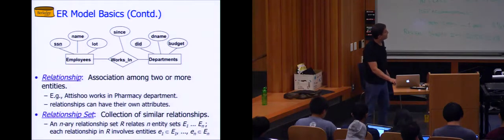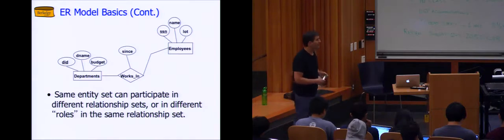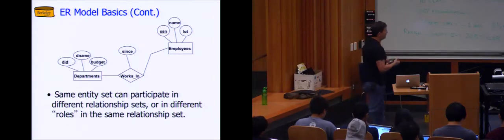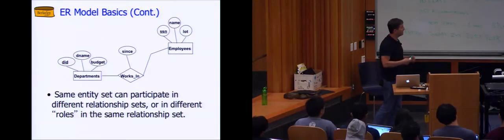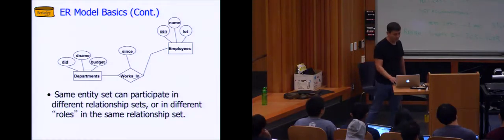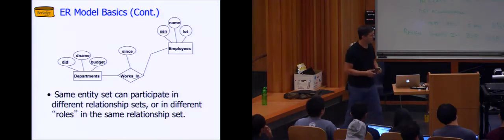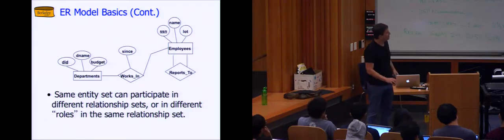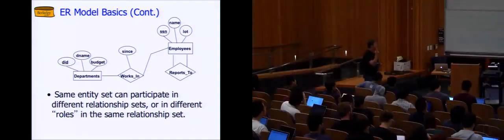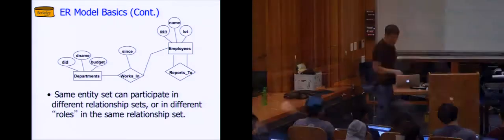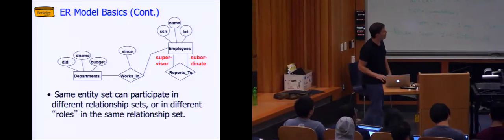All right. So, just like you can have self-joins in the relational model, you can have cases where in an ER diagram, the same entity set can participate in multiple relationship sets or in different roles in the same relationship set. So here's a case where employees participate in the works-in relationship set. That's fine. Employees also participate in the reports-to relationship set, and they participate in two ways because they're on both. They have two edges going into that relationship set. And we might want to label them, the different roles that the employees play.